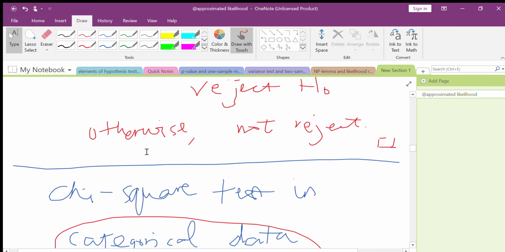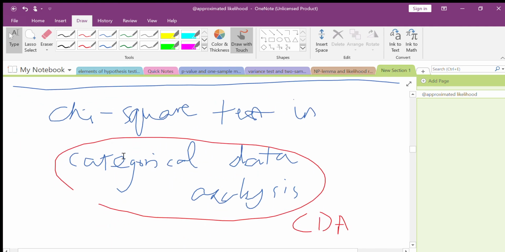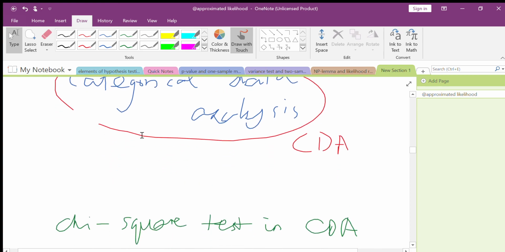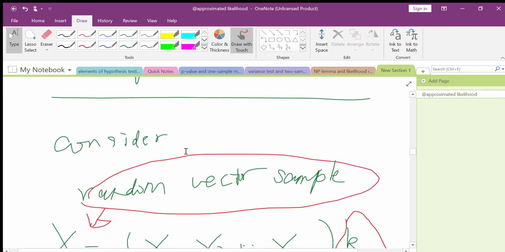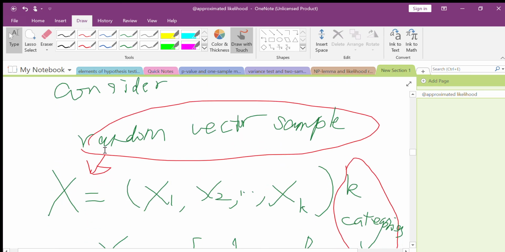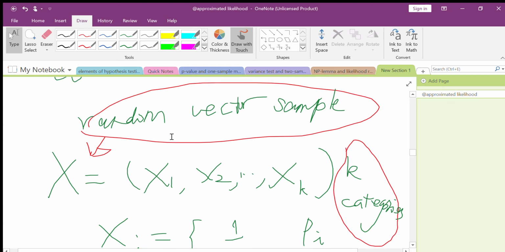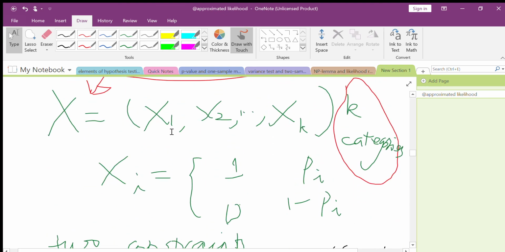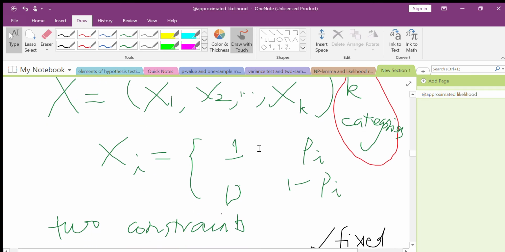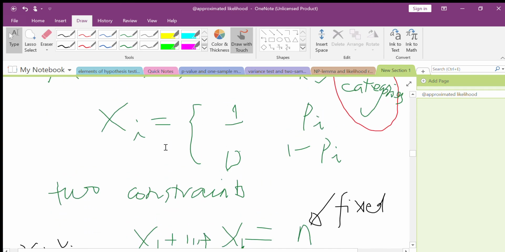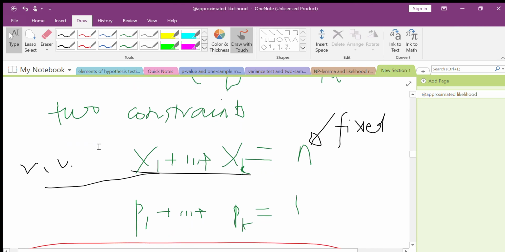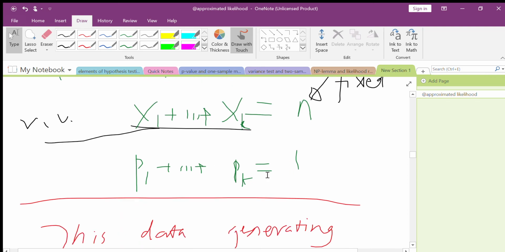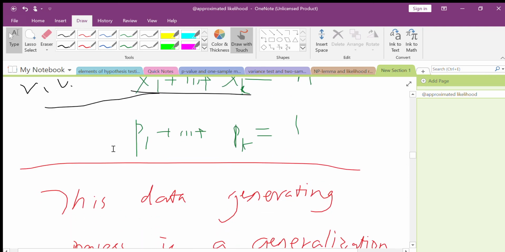So this is the first topic of this lecture. The second topic is the chi-square test in categorical data analysis. We often abbreviate categorical data analysis as CDA. So for the chi-square test in CDA, we consider a random vector sample. So we introduce one new data generating process. It is like this. We have K categories, so capital X1 to capital Xk. Each capital Xi is Bernoulli-like, but we add two more constraints. First, the summation of X1 to Xk is n, fixed, and the summation of probabilities is 1.